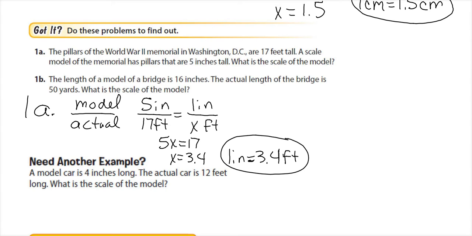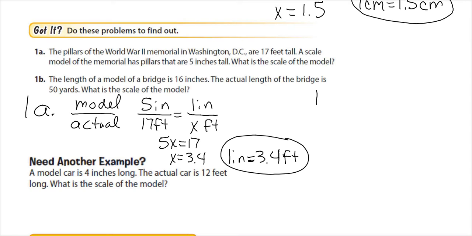All right, let's take a look at letter B. So if you weren't quite sure still on letter A, go ahead and pause it and try letter B by yourself, and then just come back to me as soon as you're ready. All right, let's go ahead and take a look at B then. So it says the length of a model of a bridge is 16 inches. The actual length of the bridge is 50 yards. What's the scale of the model?